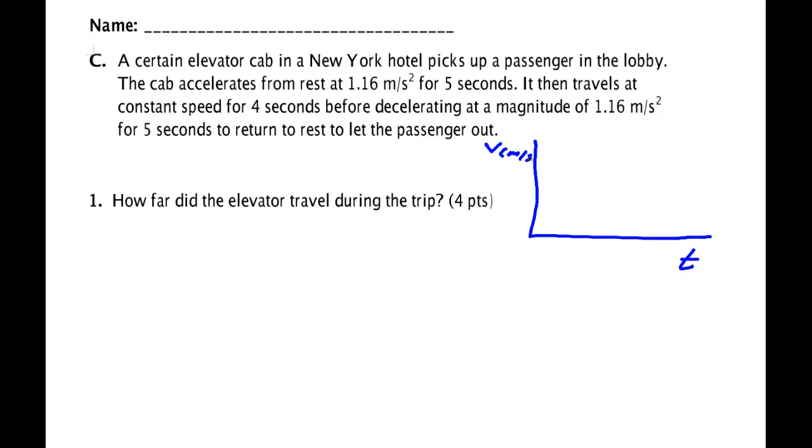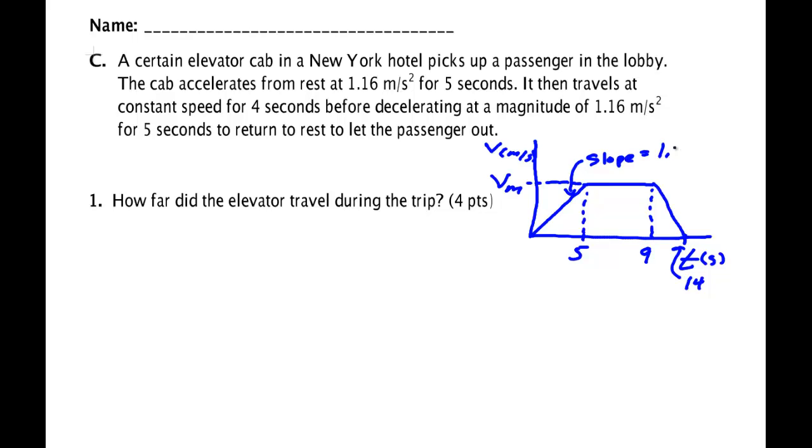There's some v in meters per second. We know that it accelerates at constant acceleration, so it's constant slope, and it gets up to some speed, which we're not given, call it Vm for maximum. Then it flattens out, and then it goes back down. It took 5 seconds to get up to this speed. It took 4 seconds that moved at constant speed, which would make that 9. And then this time right here, that would be 14 seconds. All of those are in seconds. The slope here is 1.16 meters per second squared. The slope there is minus 1.16 meters per second squared.